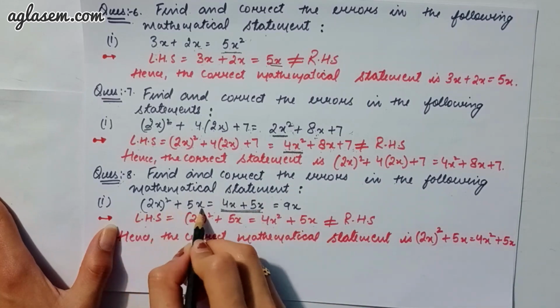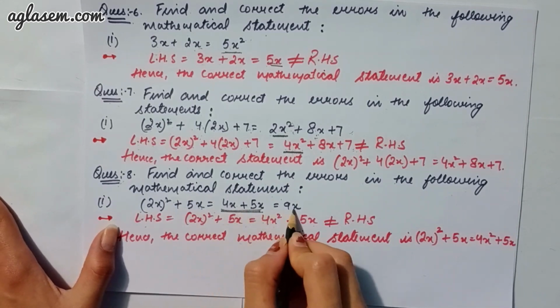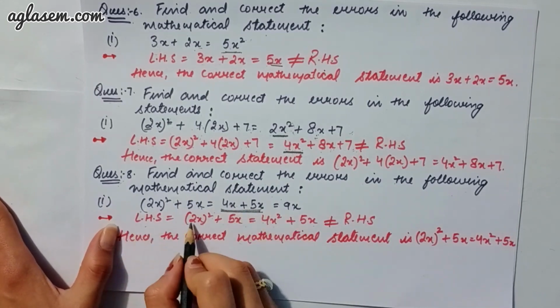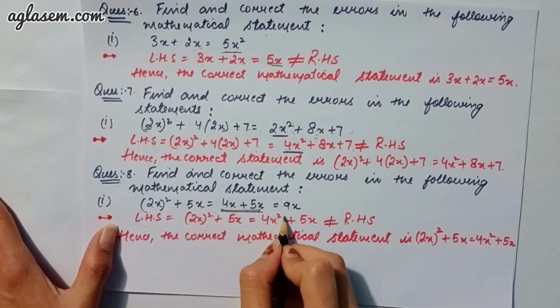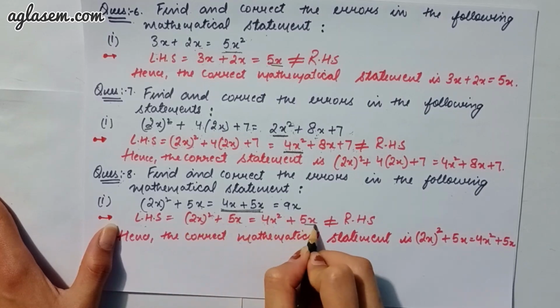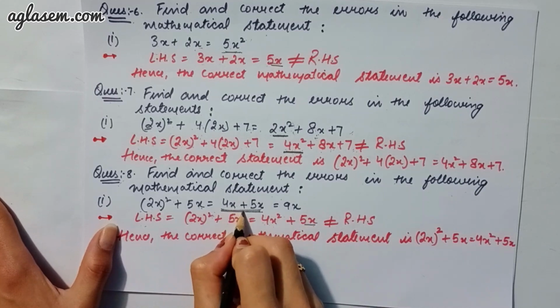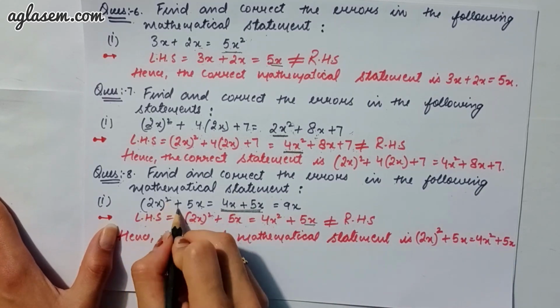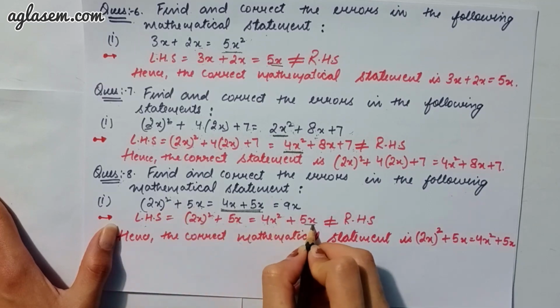2x whole square plus 5x is equal to 4x plus 5x, or we can say 9x. So taking LHS, that is 2x whole square plus 5x equals 2 into 2, 4x square plus 5x, that is 5x. It means LHS is not equal to RHS. So the correct statement is 2x whole square plus 5x is equal to 4x square plus 5x.